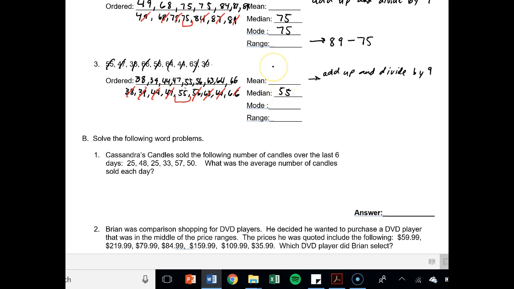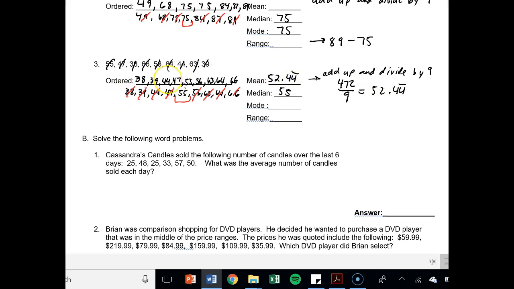Oh, sorry, let's quickly do the mean too. So we add all these numbers up. We should get 472. We divide by 9. We get 52.4 repeated. So we can just say 52.4. You can round your numbers if you need to.